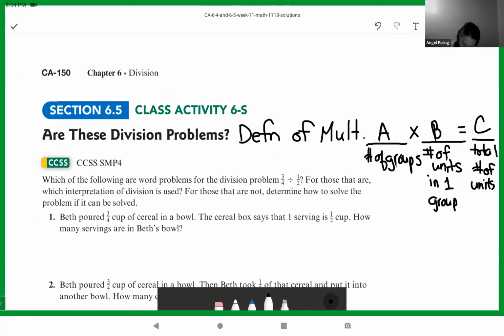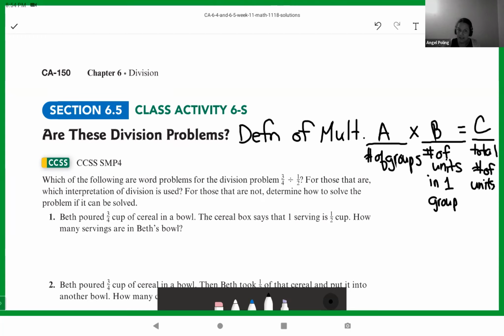Now our two interpretations of division: either the first factor is missing and we do not know the number of groups, therefore we would be asked how many groups, versus not knowing what B is, where we're then being asked, what is the number of units in one group?